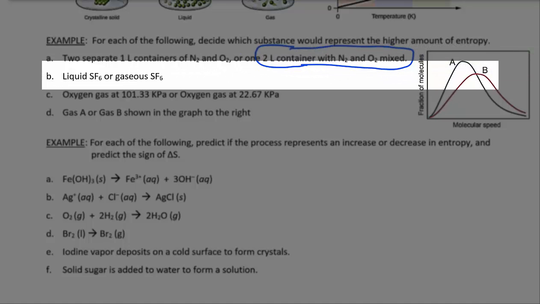Liquid SF6 or gaseous SF6. We've already talked about how a gas has more degrees of freedom because it can move around more, so there are more microstates, so it would have a higher entropy.